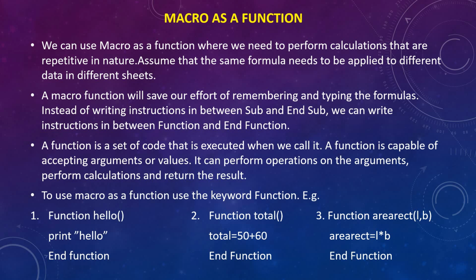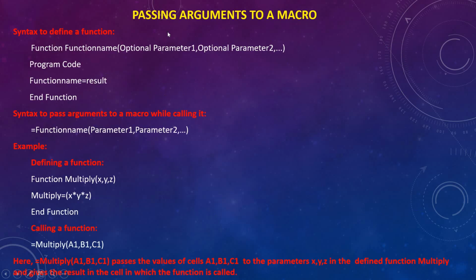We can also use the function without argument. We can also use it with calculations, that is also without argument, nothing is in the brackets. We can also use the function with the argument for the calculation. Whatever arguments have been passed in the cell, it will take its value, calculate it and give you the result in that particular cell. This is using it as a function. Let's see it in detail. When we are using a function, there are two things. First, we need to define a function, then we need to call a function.